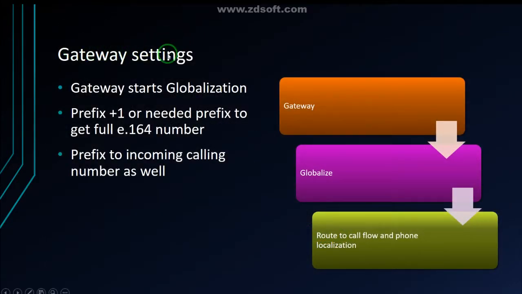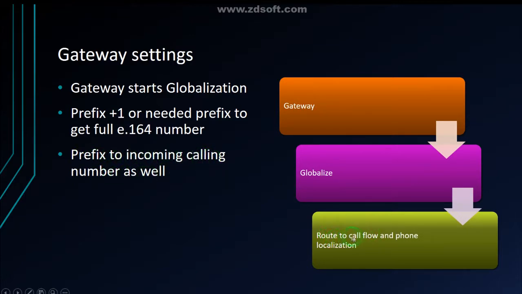And what happens in our gateway settings is the gateway is where our globalization process starts. As soon as those calls come into the gateway, it globalizes by prefixing that +1, and as I alluded to a minute ago, the needed prefix to get to a full E.164 number, right? So if you're 4 digits from the carrier, you're going to have +1 555 5555, and then whatever your 4 digit is from the carrier will already be there, okay? And we also prefix the calling number, so we get that in our phone missed received call section, all right? So we prefix the incoming calling number as well.